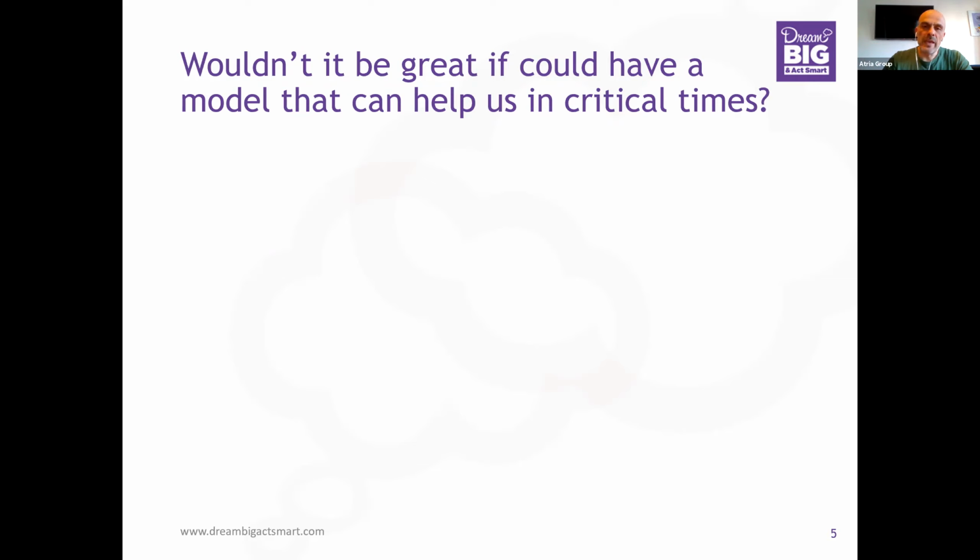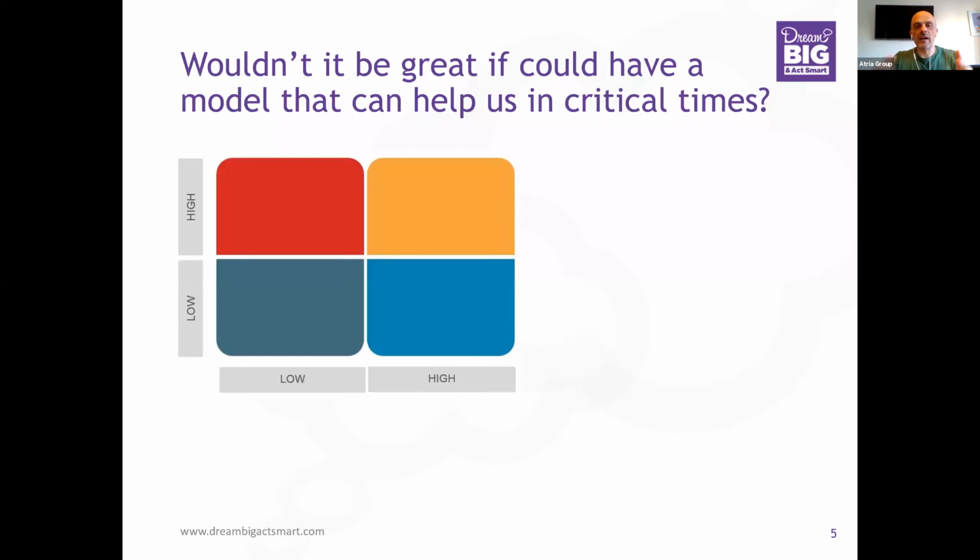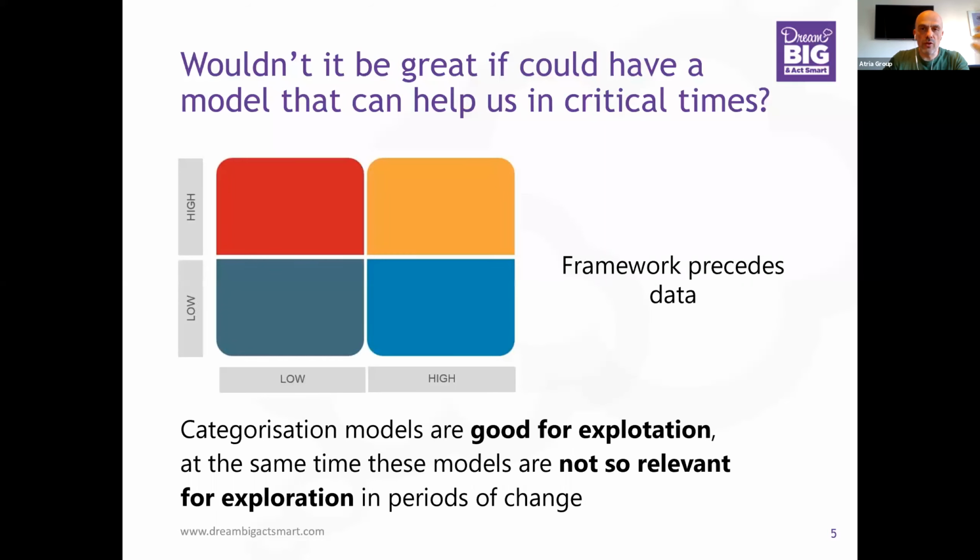Most of the tools that we have in different trainings, I saw that there are many mentors and coaches in this webinar, are so-called categorization models. So what does it mean? Usually there are two axes, and then you cross them, and then there are four blocks, low, high, and based on this model, first you have a model, and then you put the data in this model. Models of this type are very good for exploitation.